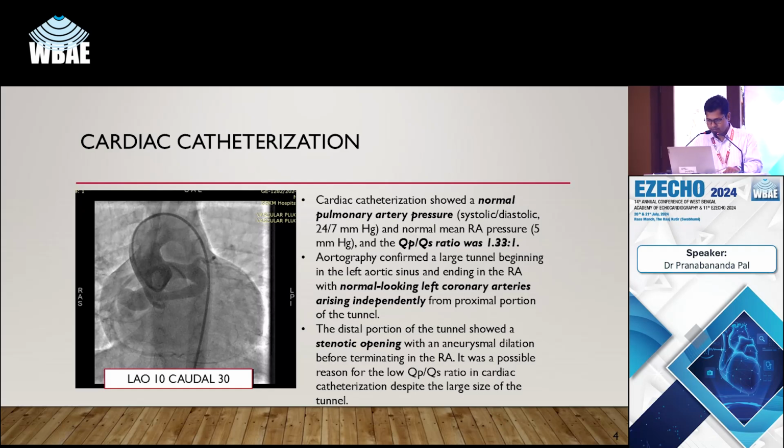Cardiac catheterization was done, which showed a normal pulmonary artery pressure of 24/7 and a normal RA pressure of 5 mm of mercury, with a QP/QS ratio of 1.33. Aortography confirmed a large tunnel beginning in the left aortic sinus and ending in the RA, with normal-looking left coronary arteries arising independently from the proximal portion of the tunnel.